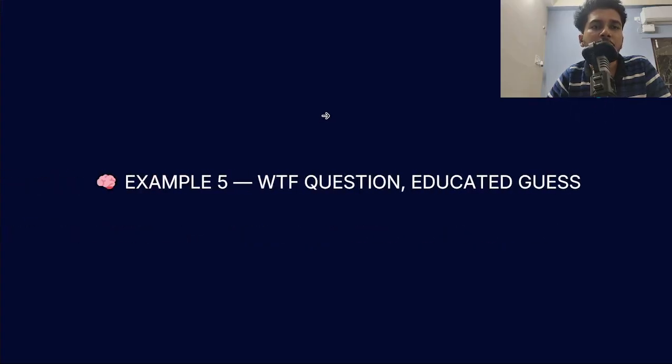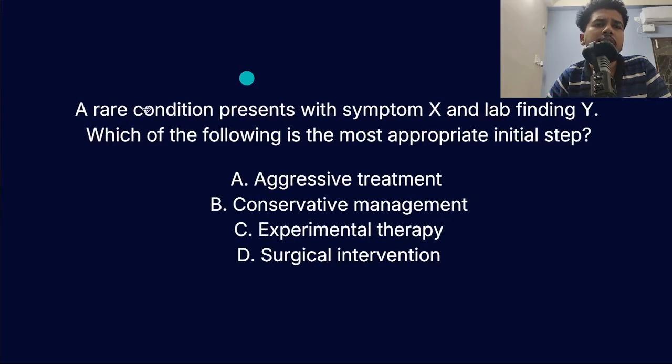Example number 5, WTF question and our educated guess. A rare condition presents with symptom X and lab findings Y. Which of the following is the most appropriate step? Option A, aggressive treatment. Option B, conservative treatment. Option C, experimental surgery therapy. And option D, intervention. Now we have to pick an option where even if we do something, we are not harming the patient more than we can. We are helping the patient, right?